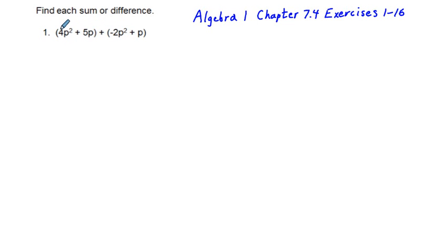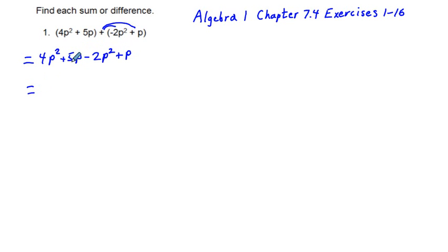We have the expression quantity 4p squared plus 5p plus quantity negative 2p squared plus p. And what I'm going to do is rewrite this expression, removing the parentheses. So we have 4p squared plus 5p. And now we have this plus, so the plus distributes to each term inside this second binomial. So this one here is minus 2p squared and then plus p.